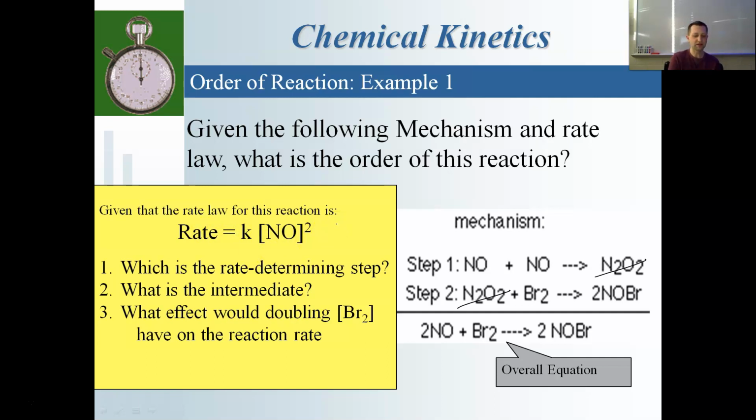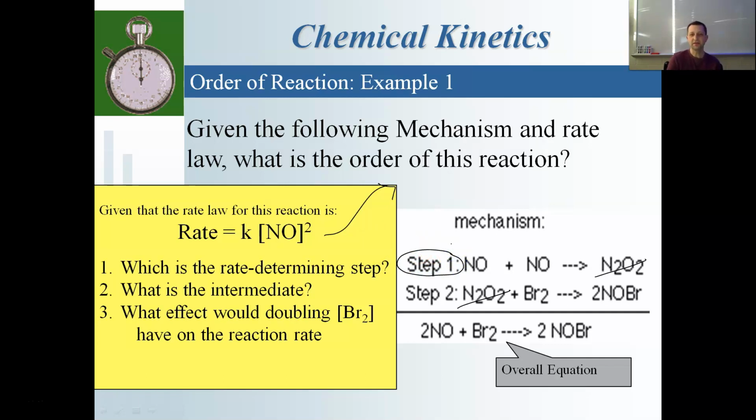So a couple questions we want to answer about this. Number 1 says, which is the rate determining step? The rate law is based off of your slow step. So the rate law is based off of your rate determining step, which is that slow one. So which step, step 1 or step 2, is going to be used to figure out what that rate law is? It's going to be step 1. If you wrote the rate law for step 1 of that reaction mechanism, you would have this, rate equals K times NO squared. So which is the rate determining step? It is step 1.